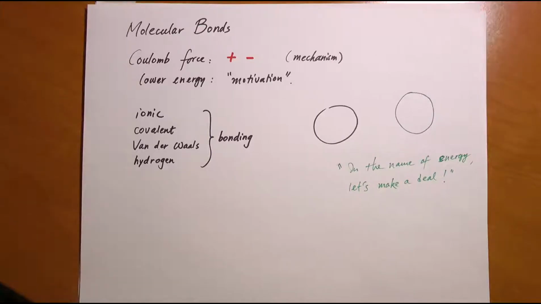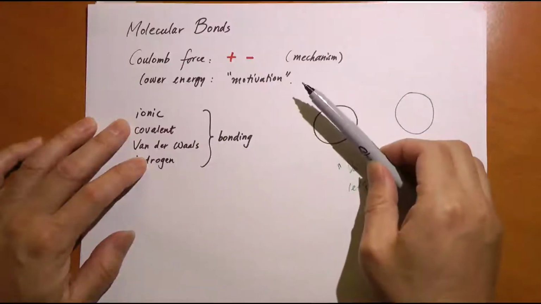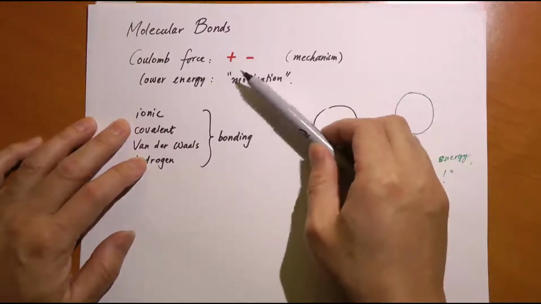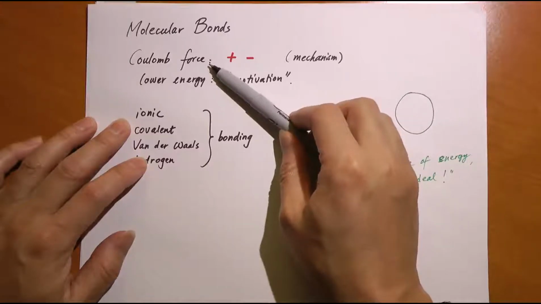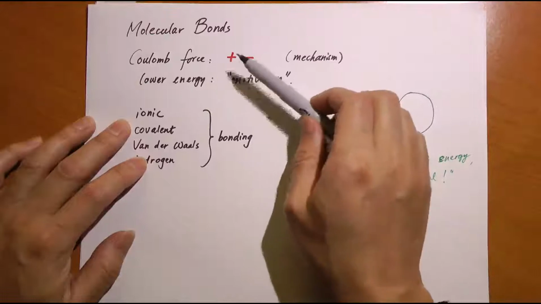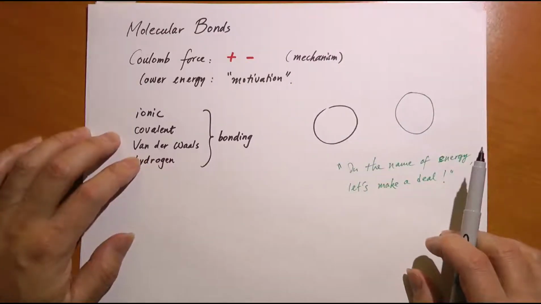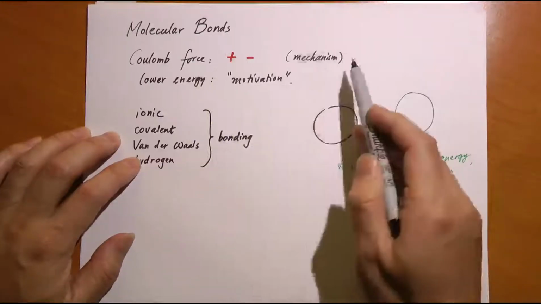of these bonds share something in common, and that is the bonding is based on the mechanism of Coulomb force. You have attractive force between different types of charges and repulsive force between the same type of charges. For example, electrons will repel each other, electrons and protons will attract each other, and so on. This is the bonding mechanism.